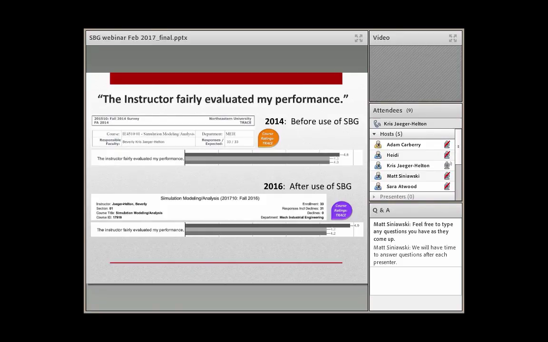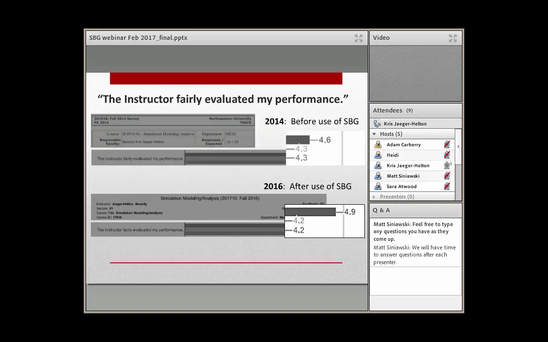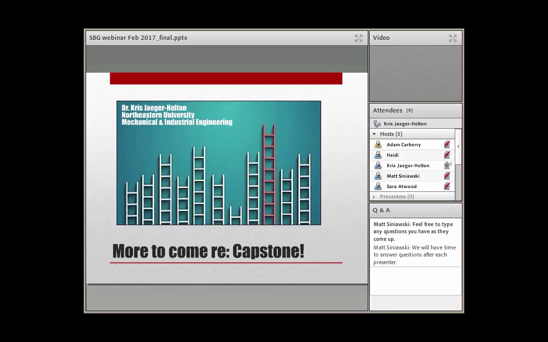So I don't know how scientific you regard this, because it doesn't really seem like it's significant, but you can see here from our trace, fall 2014, the instructor fairly evaluated my performance, and fall 2016, the instructor fairly evaluated my performance. And what we see in each of these, here we go, is a 4.6. This is for me. These are for the other cohorts that teach that same population. And then here, the 4.9, that's for me, and 4.2 is the other cohorts who teach that population. So it wasn't just that they got more generous. So I don't know if we can really draw many conclusions, but we can say nowadays it's trending.